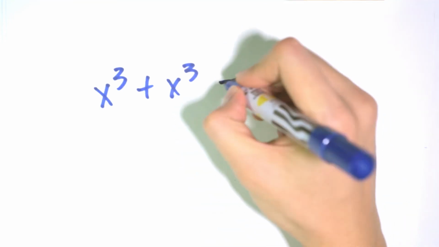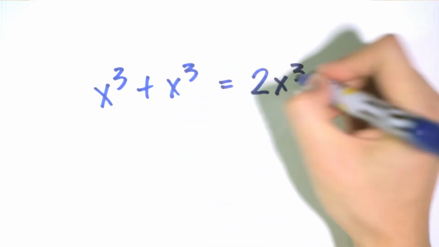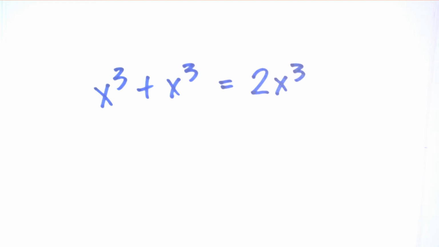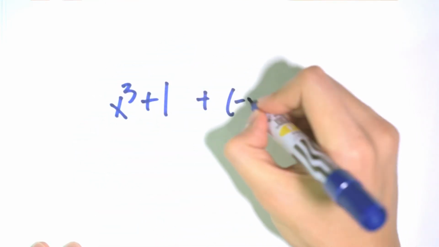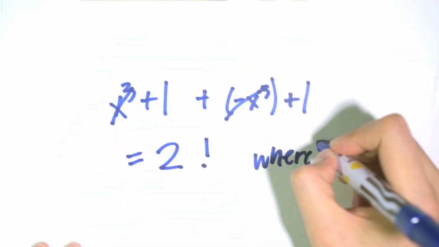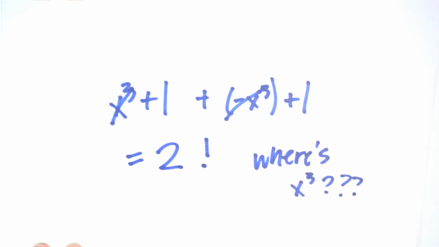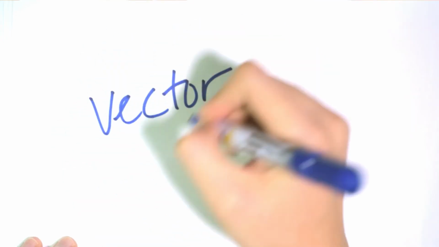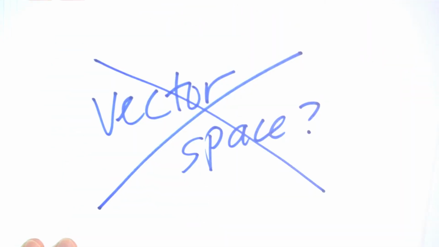Take for example x cubed plus x cubed. If you have taken any basic algebra course, you should know that the answer to this will be 2x cubed, which is still in the set of third-degree polynomials. However, consider adding x cubed plus 1 and negative x cubed plus 1. We end up with 2, which is not a third-degree polynomial. Therefore, this set is not closed under addition and thus is not a vector space.